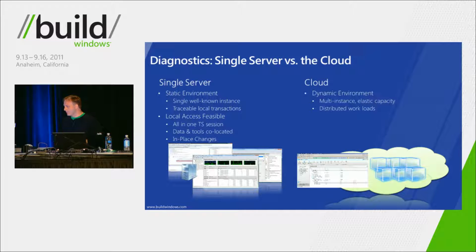Cloud's a little different. It's a dynamic environment. You're going to be working with multiple instances. One day you may be working with 4 instances, and the next you may be working with 8. So that's elasticity. The workloads are going to be distributed. So instead of having everything on one machine, you could have multiple roles. You could have a web role, a worker role, etc. And all of this makes local access infeasible. Just think of the scenario where you have 10 worker roles, 10 instances running, you're crunching numbers out in the cloud, and one of them crashes. From a debugging perspective, which one do you log into to see what happened? All of this makes it really hard to debug using traditional tools.